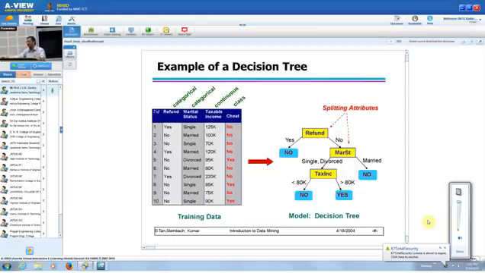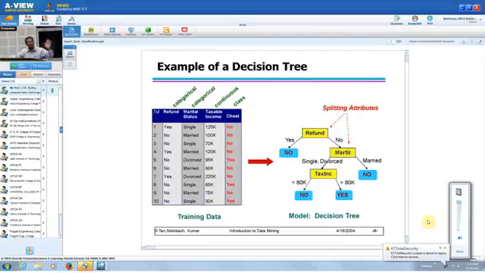Then what about branch? The outcome of your test condition, the output of your test condition, the result of your test condition is being depicted in the branch. Have you understood that? Now I just told you how you read the decision tree.